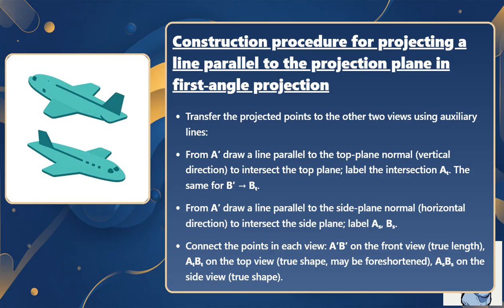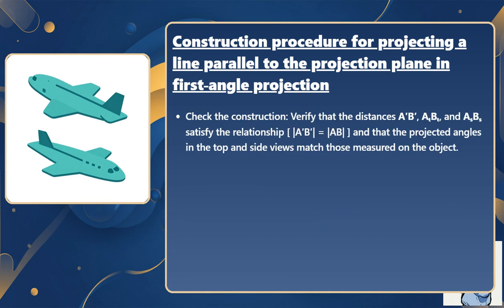A sub s B sub s on the side view represents the true shape. Check the construction. Verify that the distances a prime B prime, a sub t B sub t, and a sub s B sub s satisfy the relationship the magnitude of a prime B prime equals the magnitude of a B, and that the projected angles in the top and side views match those measured on the object.